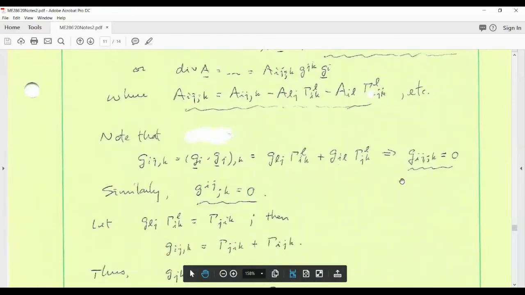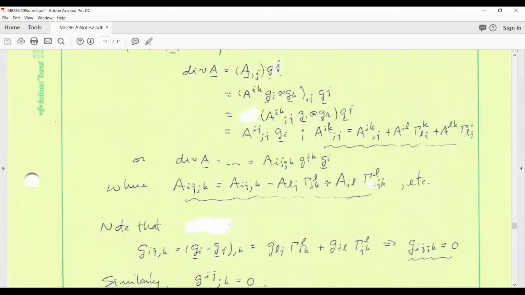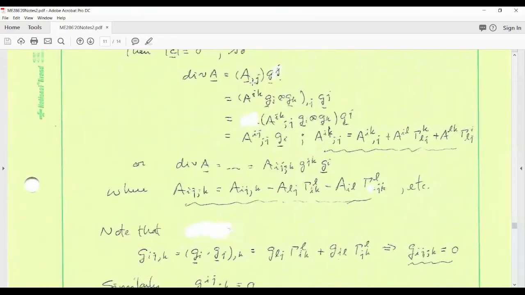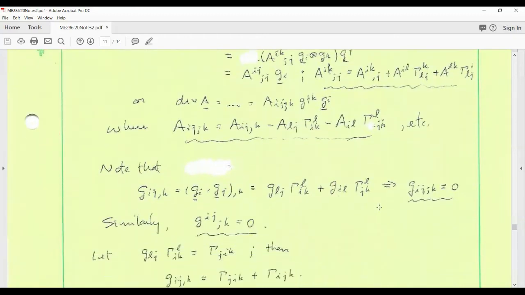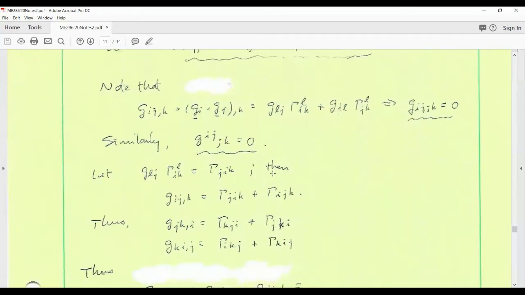These results are only to be expected because you may remember that the metric coefficients, either covariant or the dual ones, are the components of the identity tensor. And the identity tensor is fixed in space. It has no partial derivative. The partial derivative of the identity is 0, so you expect the associated covariant derivatives of the components of the identity to be 0 as well. We'll come back to this result in a moment.